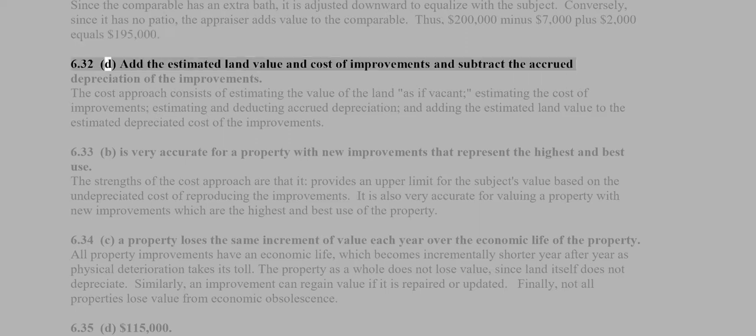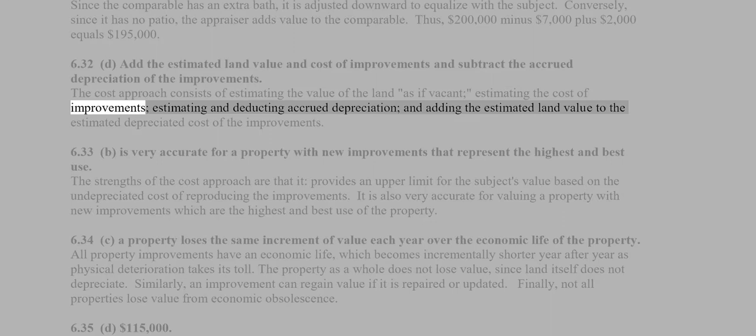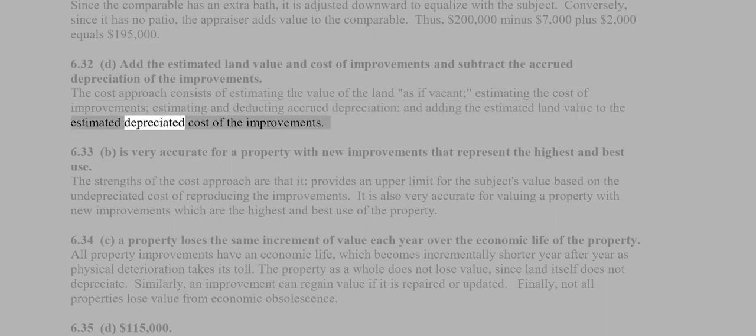6.32 D. Add the estimated land value and cost of improvements and subtract the accrued depreciation of the improvements. The cost approach consists of estimating the value of the land as if vacant, estimating the cost of improvements, estimating and deducting accrued depreciation, and adding the estimated land value to the estimated depreciated cost of the improvements.